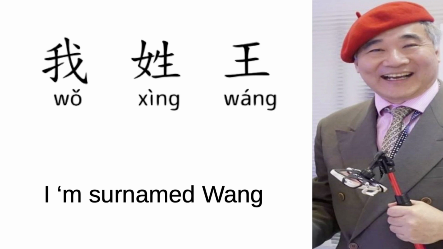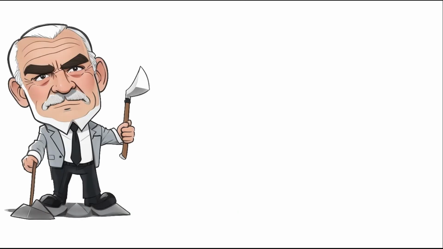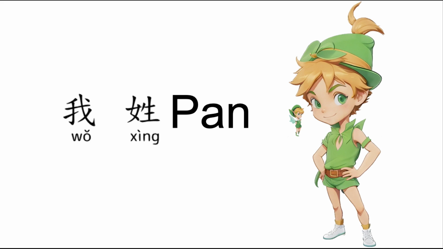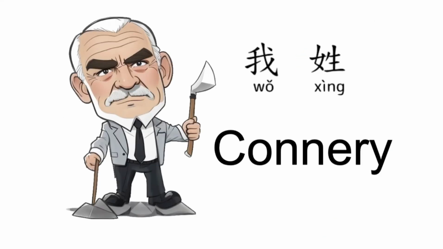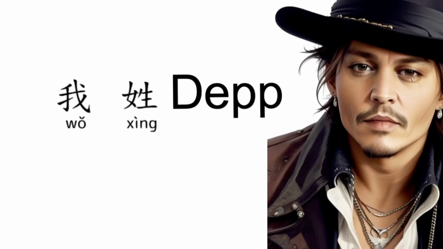Absolutely, if your family name is Wang, you can readily introduce yourself with 我姓王, conveying, I am surnamed. Similarly, individuals like Peter Pan or Sean Connery, famous for playing the role of 007, can use the format 我姓, followed by their family name to introduce themselves. For instance, Peter Pan could say 我姓 Pan, Sean Connery could say 我姓 Connery, and the 007 agent could opt for 我姓 Bond. Likewise, Captain Jack Sparrow might use 我姓 Sparrow, and the actor Johnny Depp, who played Captain Jack in the movie, could introduce his surname in real life as 我姓 Depp.